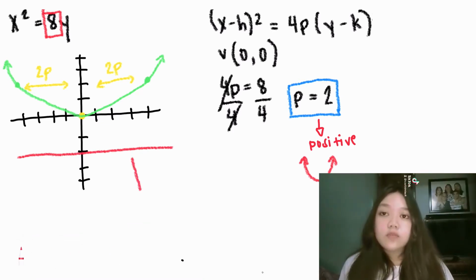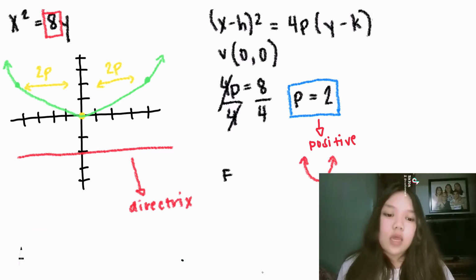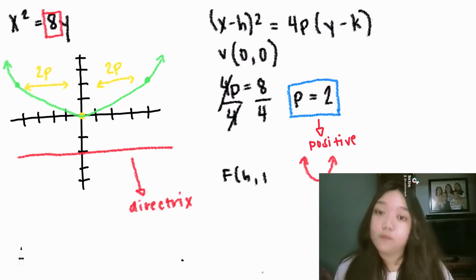So in this video, we already assumed that the directrix is going to be at negative 2, but we're gonna further discuss that later after solving for the focus. So we're gonna solve for the focus first before we further discuss the directrix and how we got the directrix. So for the focus, what we need to do is find the h, and then add p to our k to find the focus.